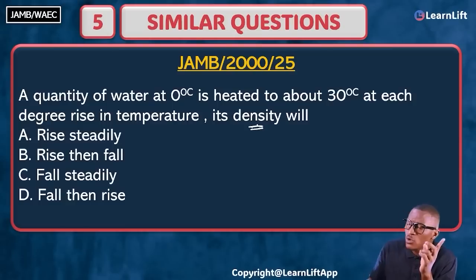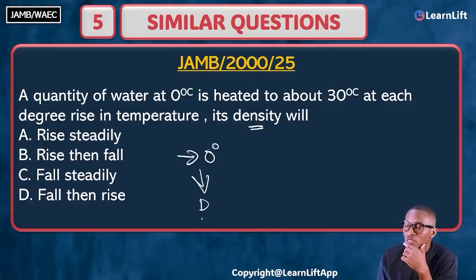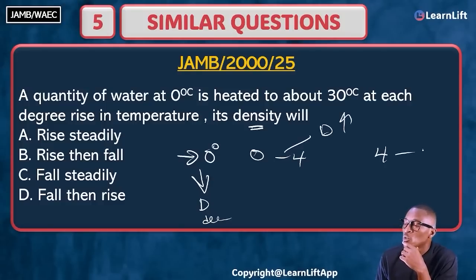Very simple. Now look at it. Let's see what happened. Before 0 degrees, what happened? The density is going to what? To decrease. Density will decrease. Now, between 0 to 4, what happens to density? Density will increase. Between 4 to 100, what happens to density? Density will decrease. So at this point, density is decreasing. At this point, density will increase. At this point, what can you see?